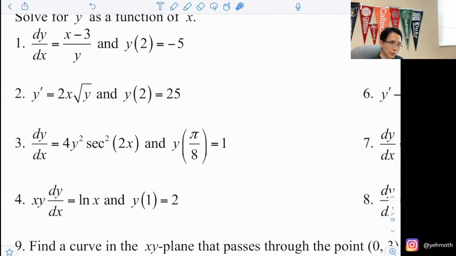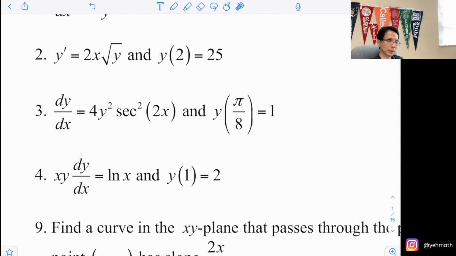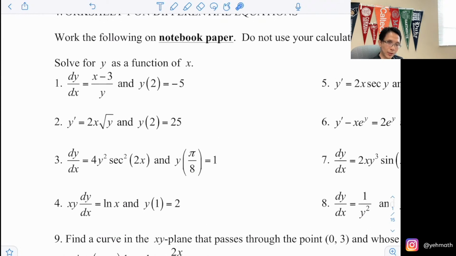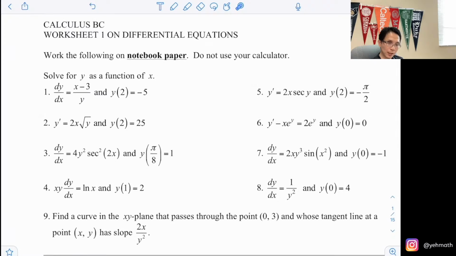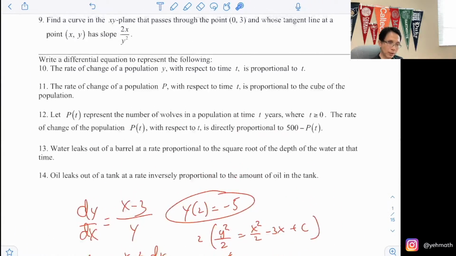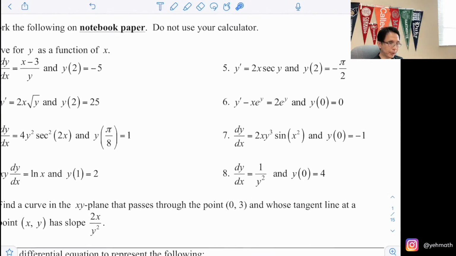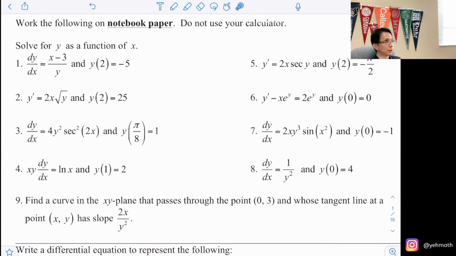I want you to do number 2. And your homework is everything. I already posted it, and also posted the answers as well. Number 3 is a little bit harder because it's a differential equation, but you have to use substitution. Make sure you still use substitution.